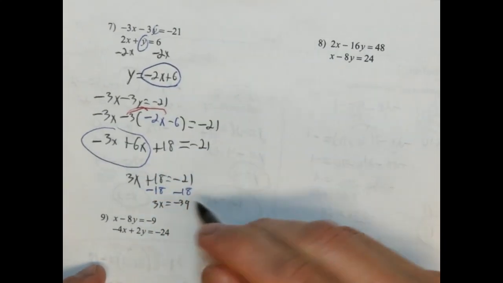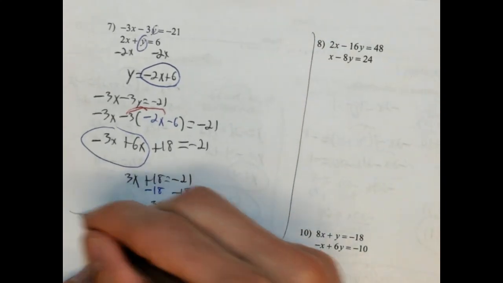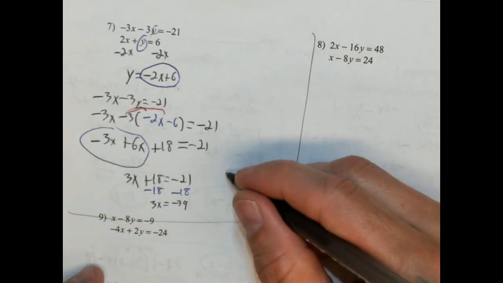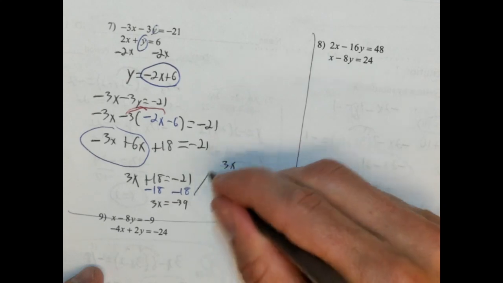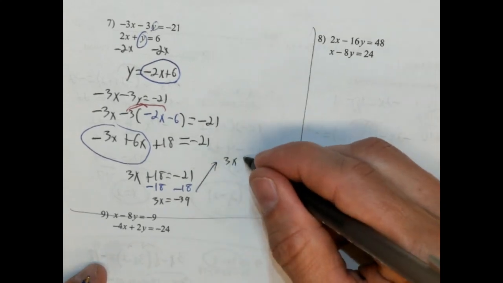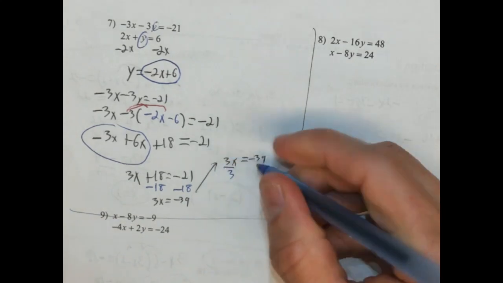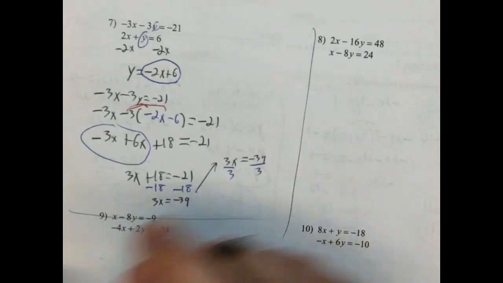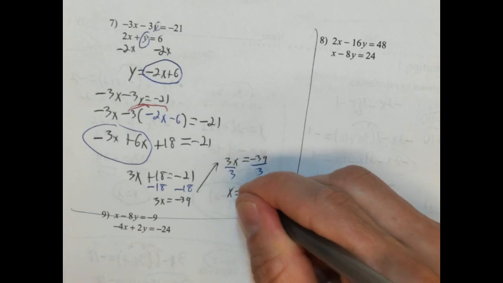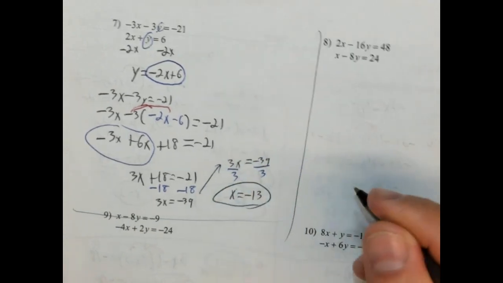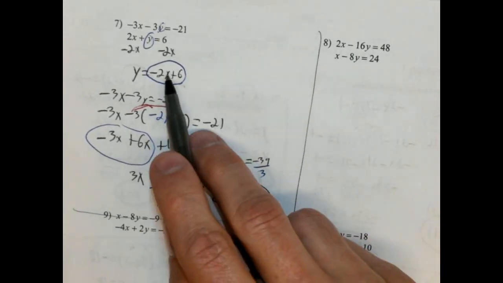I'm going to rewrite this over here. So 3x equals negative 39. We're going to divide both sides by our coefficient, which is 3. And x will be equal to negative 13. Okay. We're now going to plug this back in over here to solve for y.